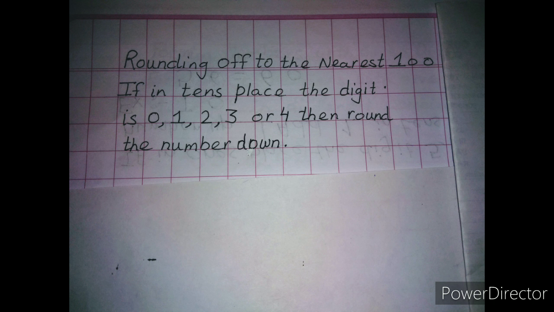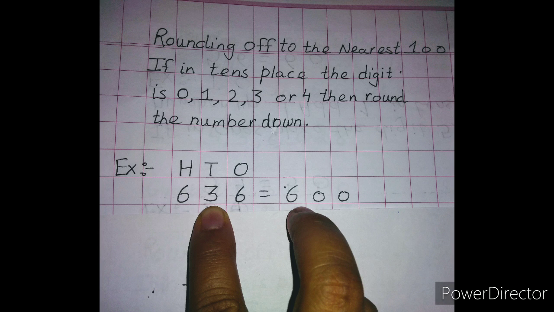Then rounding off to the nearest 100. Now we will see the tens place. If in tens place the digit is 0, 1, 2, 3 or 4, then we will round it down. Let us look into this example, 636. In the tens place the digit is 3. So we will round it down, that is to 600.